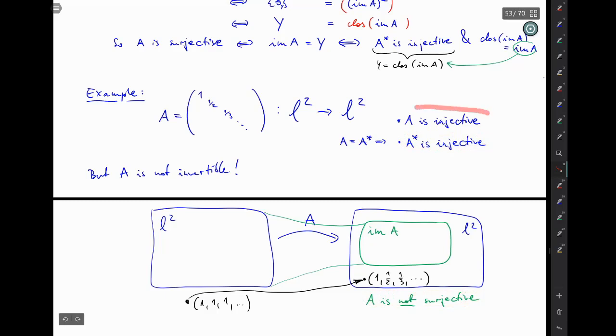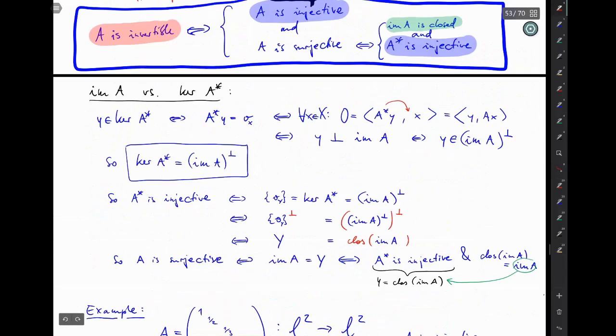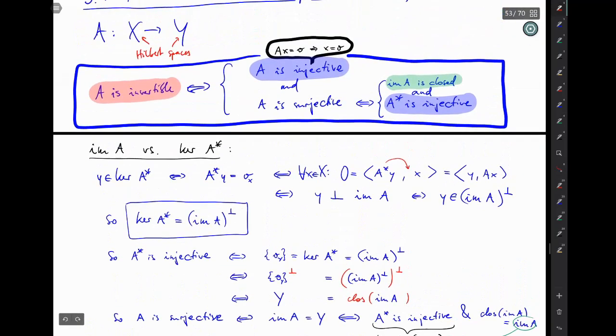And hence injectivity of A and A star together don't seem to guarantee invertibility of A. Okay, so in this example we have injectivity of A star, so we have that the closure of the image is all of y, but the image itself is not all of y, so it's not equal to its closure. Okay, so in infinite dimensional spaces you have to be careful.